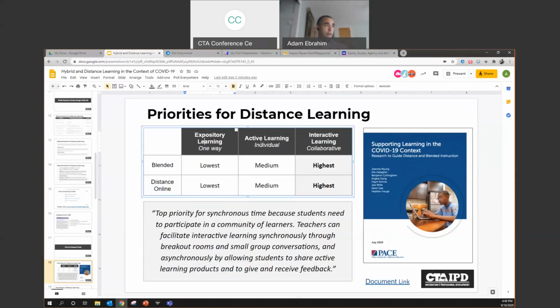The next level is when I'm actively engaged. So maybe you are individually actively engaged in the Mentimeter, in the Poll Everywhere mood meter. So you were active, but it was still individual.